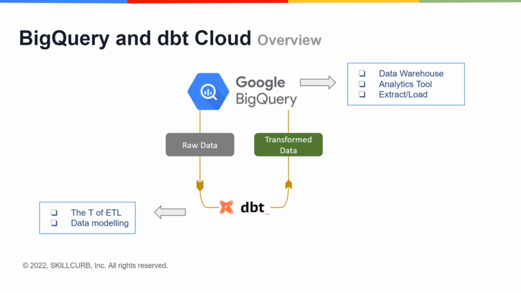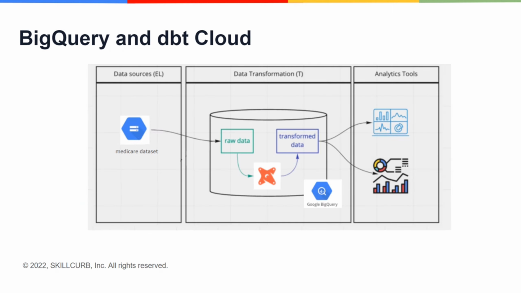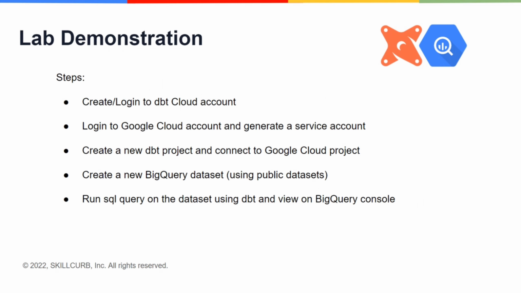The first step of ELT pipeline is the extract and load. You have to load the data into BigQuery before you can do the transformations using the Data Build tool. For this lab, we'll use a public dataset from Google Cloud Storage to extract data and load into BigQuery. Then we'll apply transformations on it using the Data Build tool. The transformed data can be analyzed using several analytical tools. So let's get started with the lab.